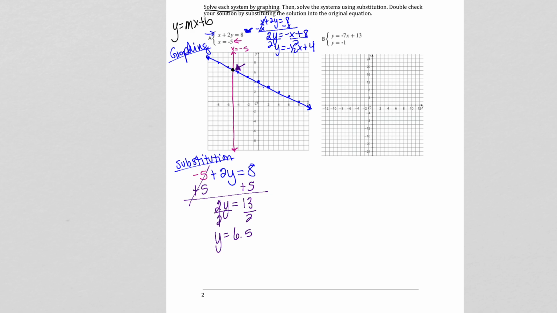I don't think we necessarily have to go back and do what we will do on the next page, because this one is already solved for one of the variables. We're not solving for a variable yet. We will get to that point though.